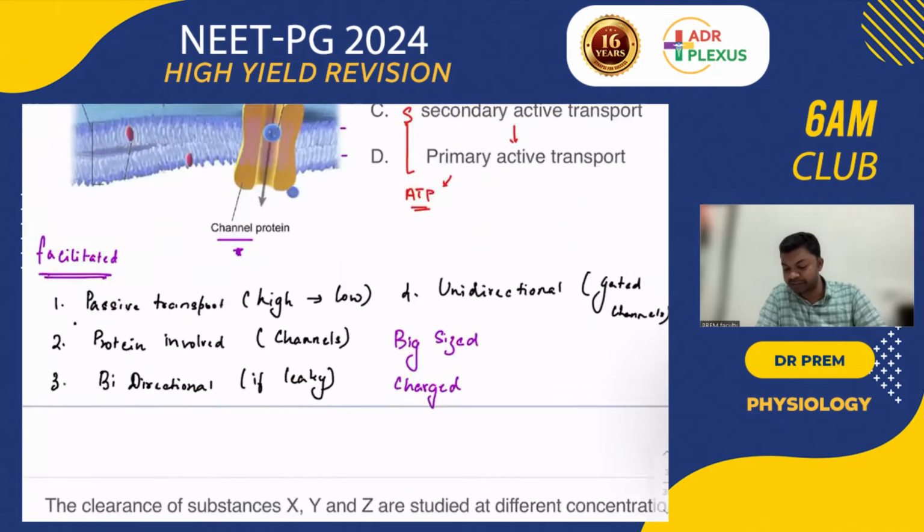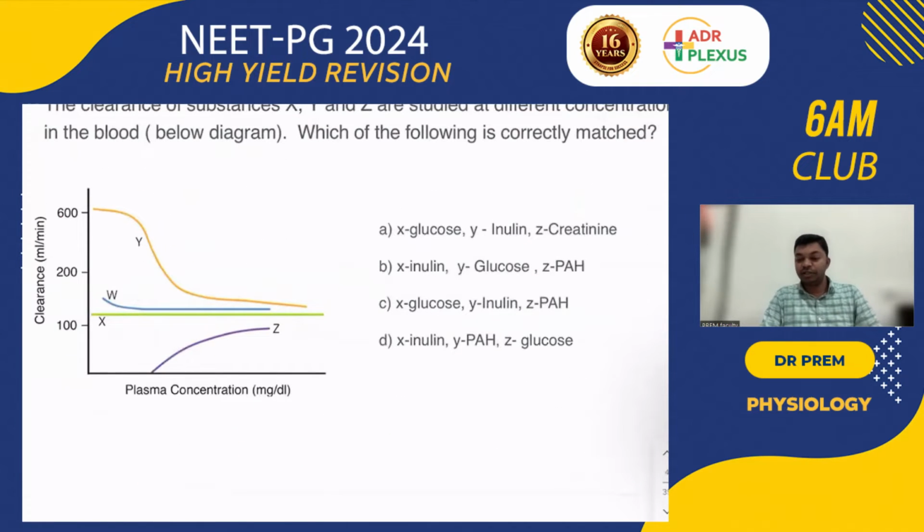All right, simple question. Now this is something kind of deeply conceptual, and you must have a clear understanding of the way the nephron handles certain particular substances and the holistic idea of the word clearance as well.